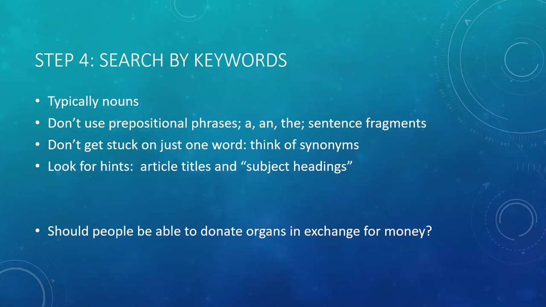Step four is to search by keywords. Well, we're in Google, we've really been programmed with Google to search in sentence fragments, or, you know, how do I get to Fuzzy's? How far is Austin from San Antonio? You know, we sort of search like we talk, and most search engines work better if you just break down your search into keywords. So a keyword is typically a noun.